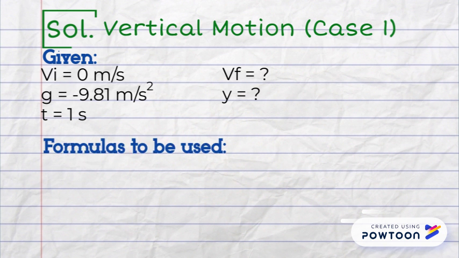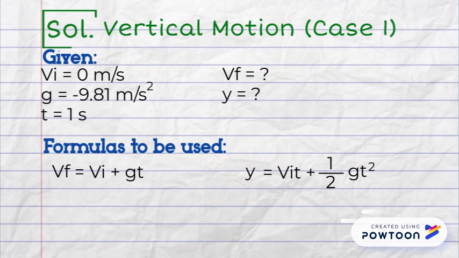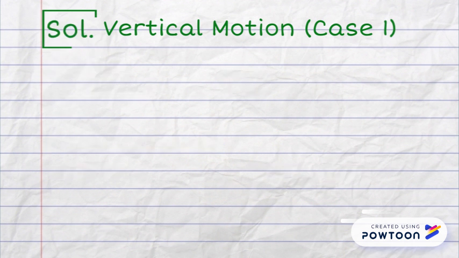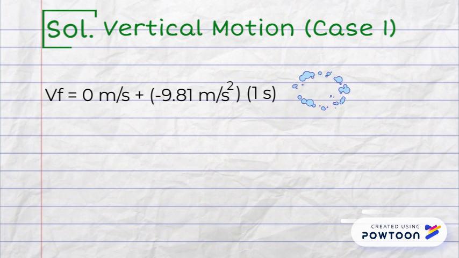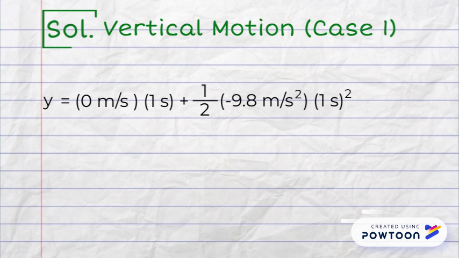The formulas to be used are Vf is equal to Vi plus Gt, and Y is equal to Vit plus 1/2 Gt squared. For final velocity, 0 plus negative 9.81 times 1 is equal to negative 9.81 meters per second. For vertical displacement, 1/2 times negative 9.81 is equal to negative 4.91 meters.